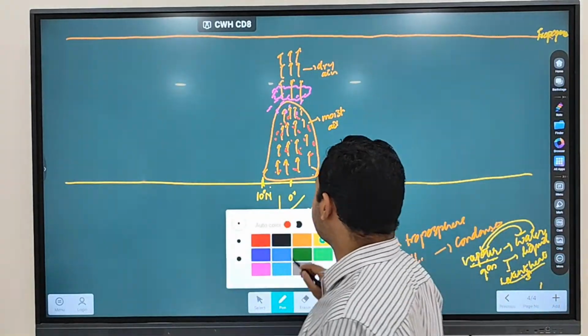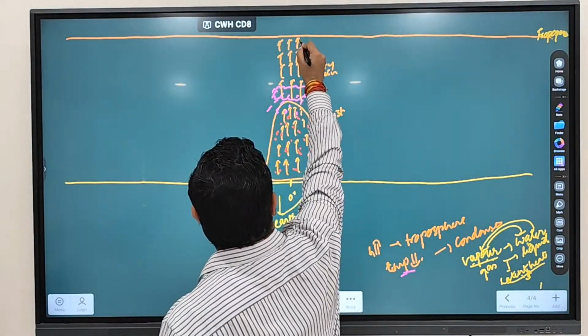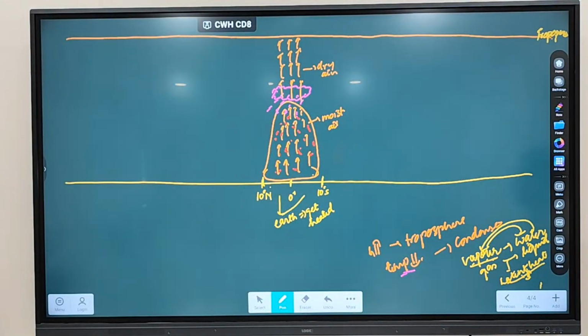Now, when air reaches this point, what will happen to the air? Can it rise into the stratosphere? The air is reaching the top of the tropopause. Will the air rise into the stratosphere? Temperature increases in the stratosphere. So the air will mix the particles. Fine. Anyone else?